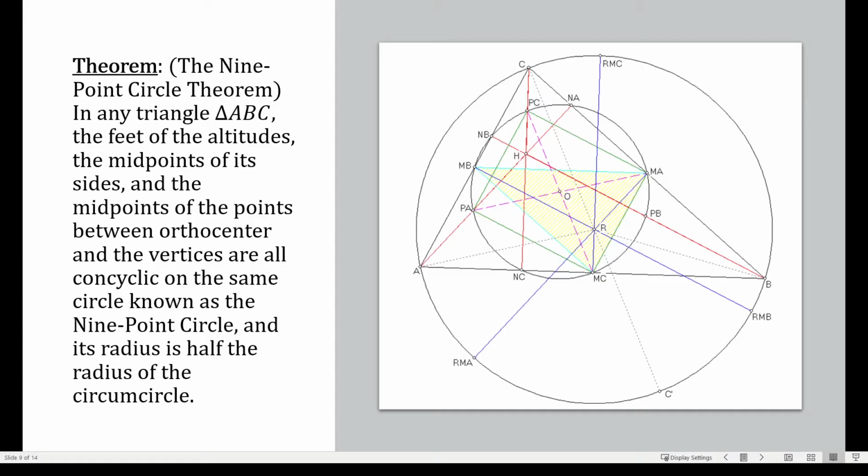Then we can substitute the sides MAMB to equal AB over 2, MAMC to equal AC over 2, and MBMC to equal BC over 2, to give us that AB times BC times CA divided by 8 over the area of triangle ABC, which is equal to 1/2 the radius of the circumcircle. Hence, the radius of the 9-point circle is half the radius of the circumcircle.